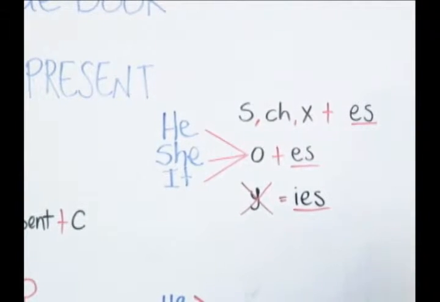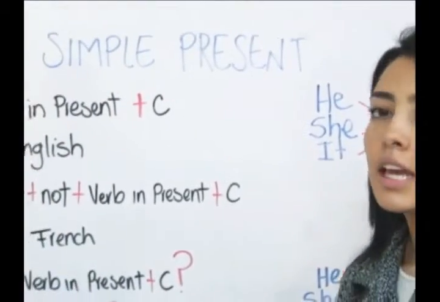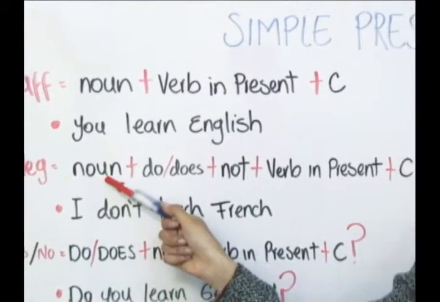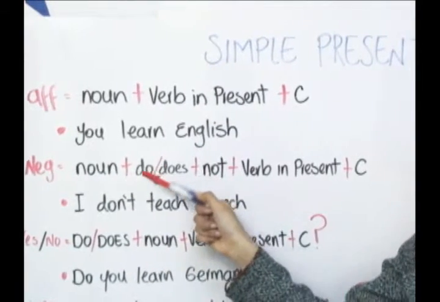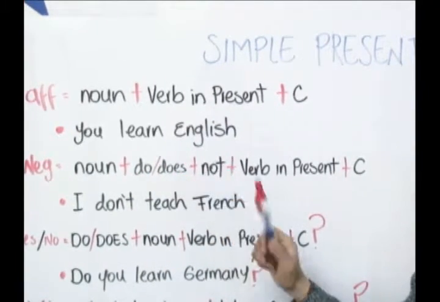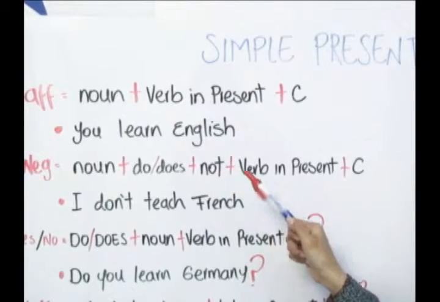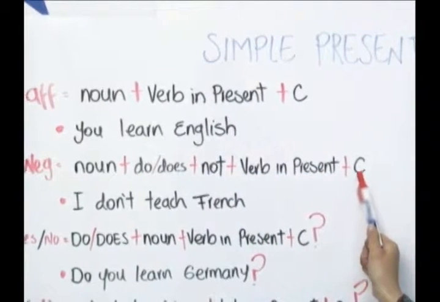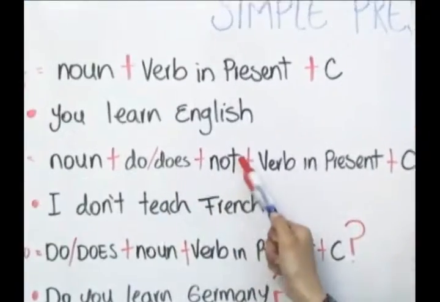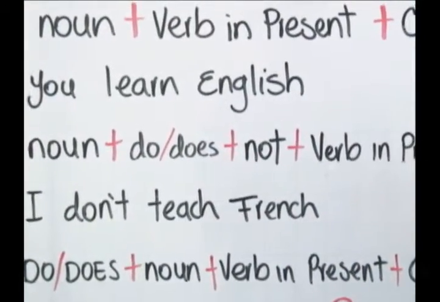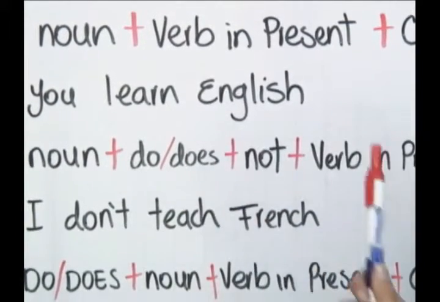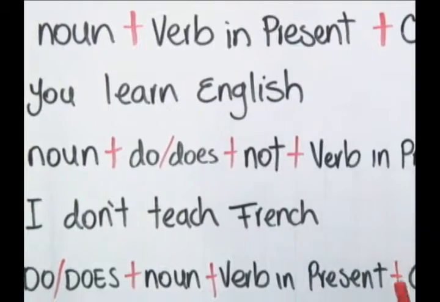Now, let's see the negative. In the negative, we have noun, the auxiliary verb, do or does, not, and the verb in present plus the complement. Remember that for negative and questions, we need the auxiliary verb, but the auxiliary verb form depends on the pronoun. Let's come with me and see.